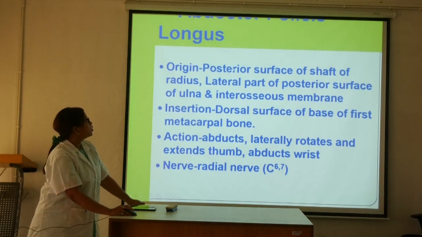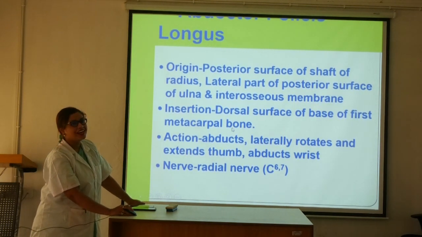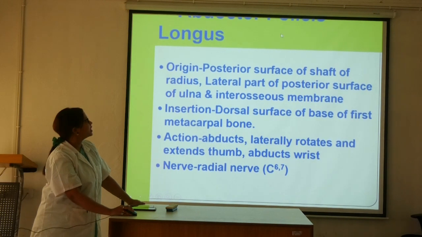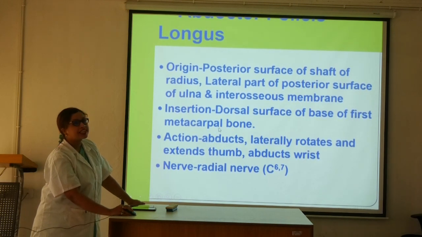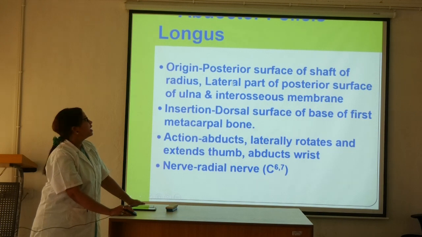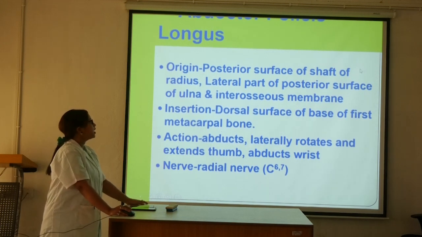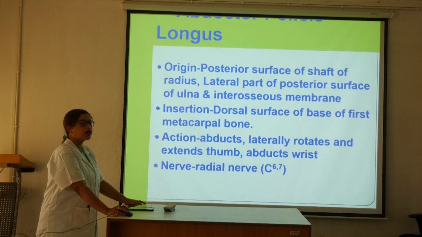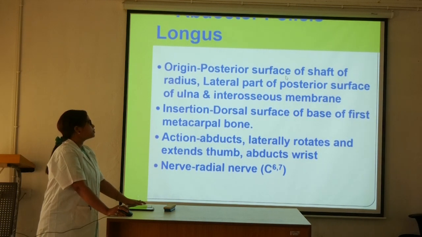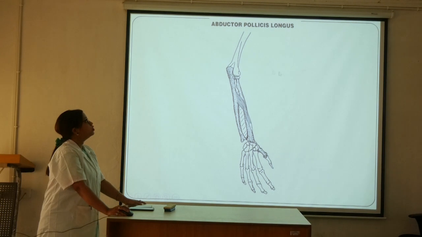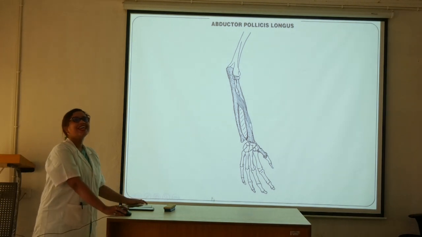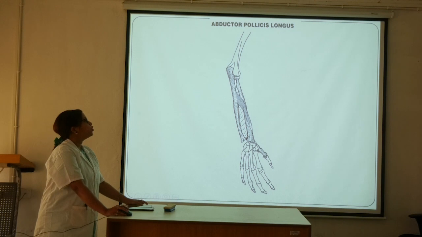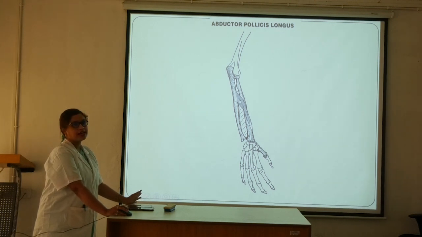So this is which muscle? Tell me, which muscle is this? Extensor pollicis longus. Okay, so it is originating from the posterior surface of the shaft of the radius, and part of the posterior surface of ulna. Okay, and again the nerve supply is the radial nerve. Okay, so that is abductor pollicis longus. See, each and every slide I used to make. Okay, it takes a huge process.